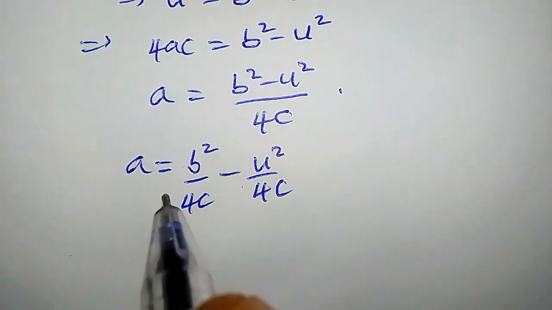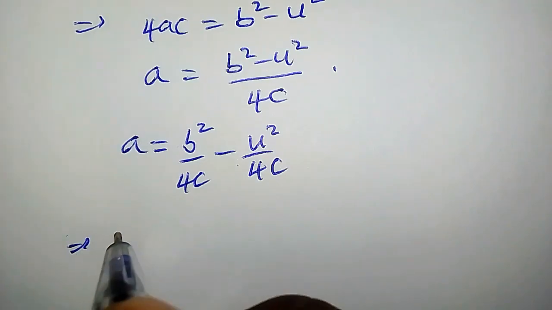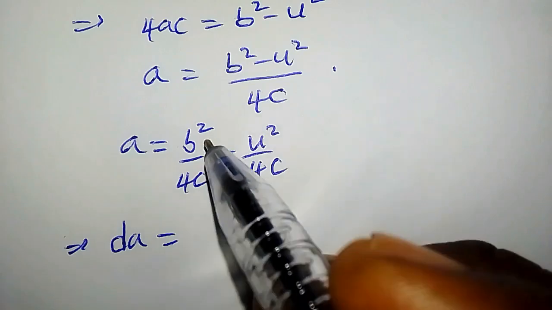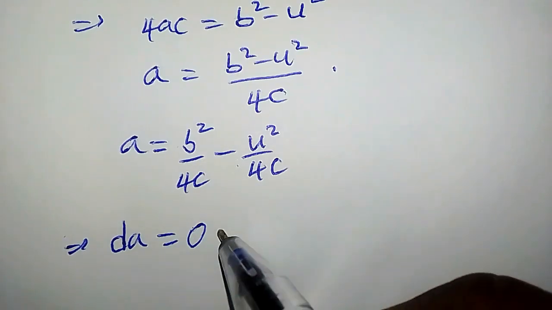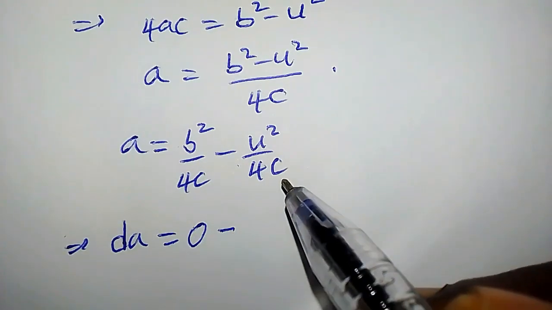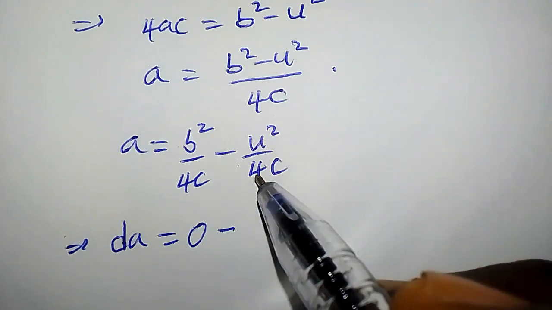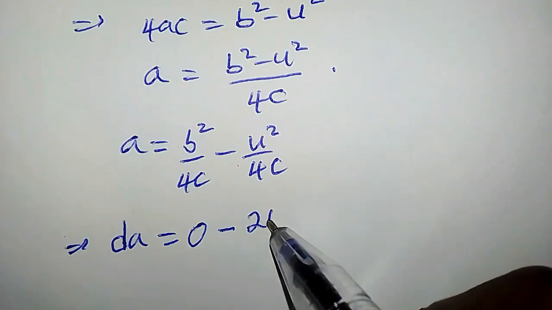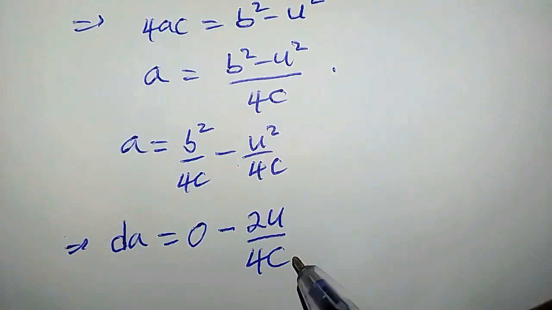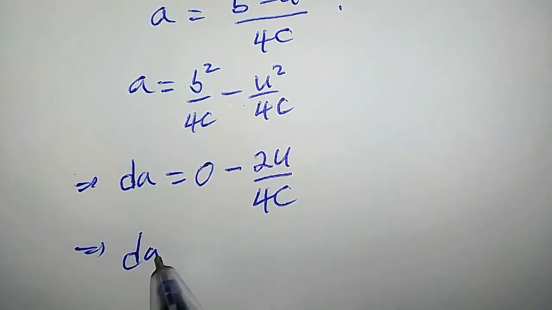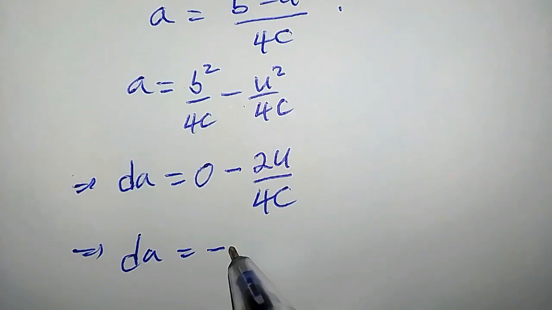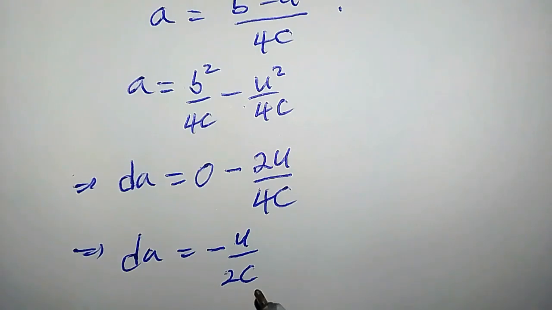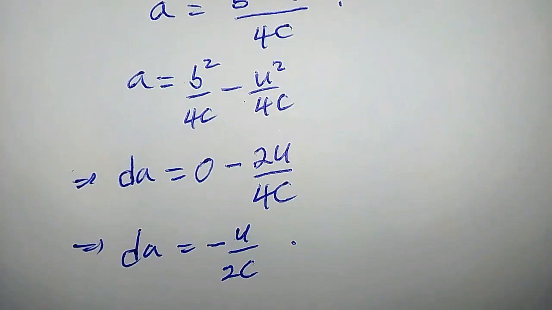The next thing is to differentiate both sides. So this becomes dA. dA is equal to, b squared over 4c is a constant, and if you differentiate a constant, we have 0 minus, the only variable here is u and the constant is 4c, so the constant will remain. Differentiating u squared, we have 2u over 4c. This means that dA is equal to minus 2 over 4, that is 2, so we are left with u over 2c. Take note of this. Let's proceed further.